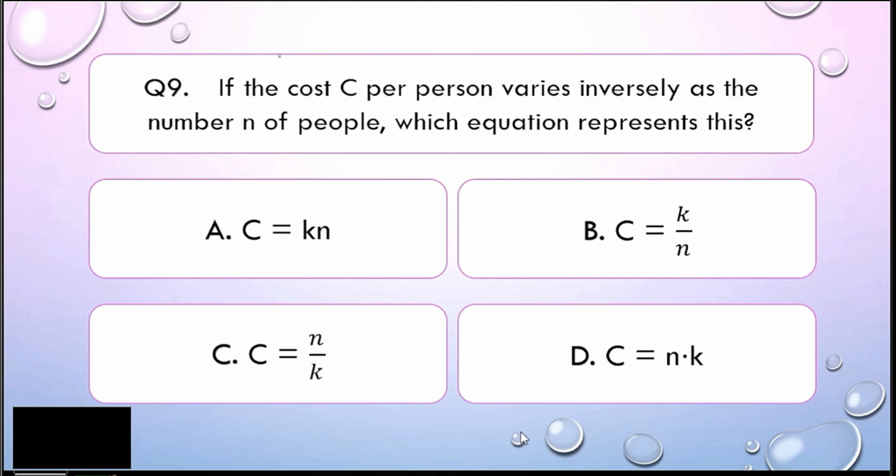If the cost C per person varies inversely as the number n of people, which equation represents this? Is it A, C is equal to Kn, B, C is equal to K over N, C, C is equal to N over K, or D, C is equal to N times K? I'll give you 5 seconds to think about your answer.